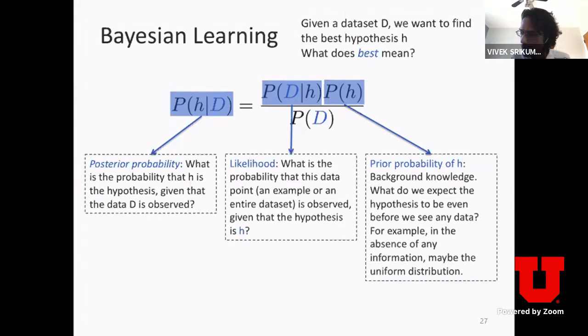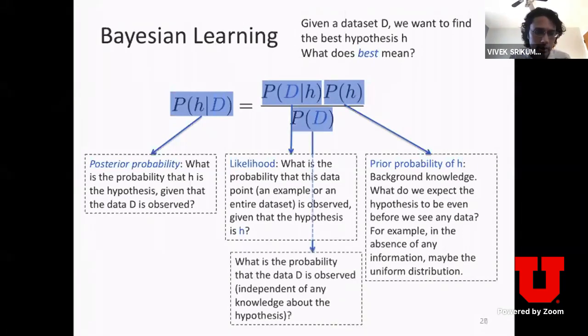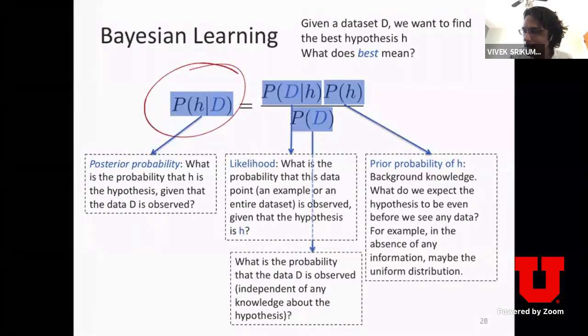Once again, of course, there's also the denominator P of D, which I've just ignored all the way through. It's simply saying what's the probability that this data set is observed, independent of any knowledge about a hypothesis. Since the denominator doesn't really depend on H, and we're going to maximize this expression anyway, that gets tossed out. So we'll not spend too much time on P of D.